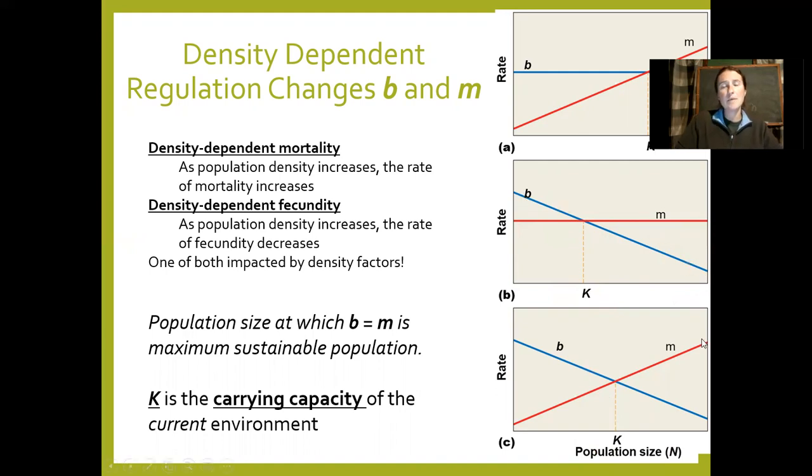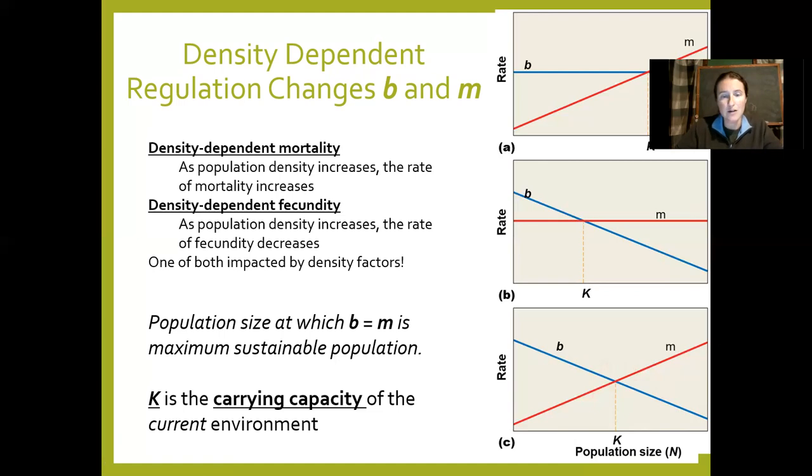And what is probably the most common is that as population increases, the birth rate, right, per capita birth rate, the number of offspring one specific individual in the population can produce, goes down and the mortality rate goes up. Okay, so a lot of different possibilities, all density dependent. Okay, so these are the biotic factors.